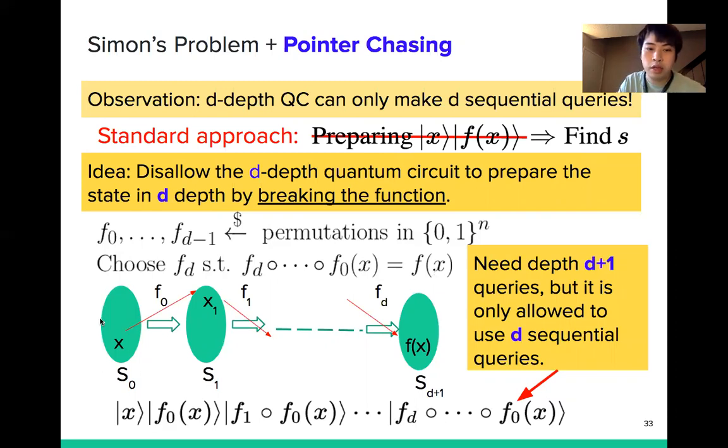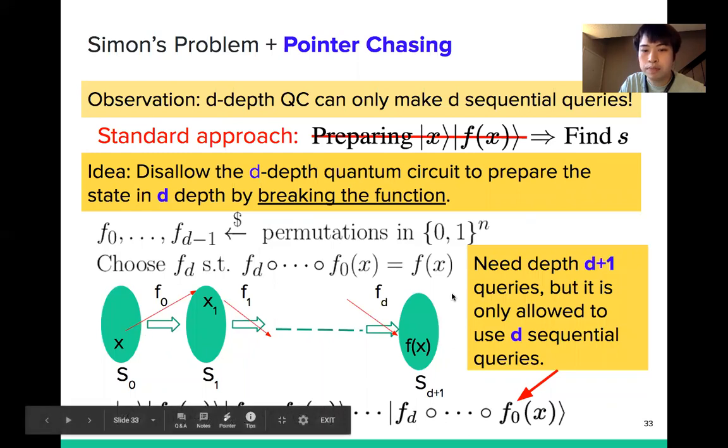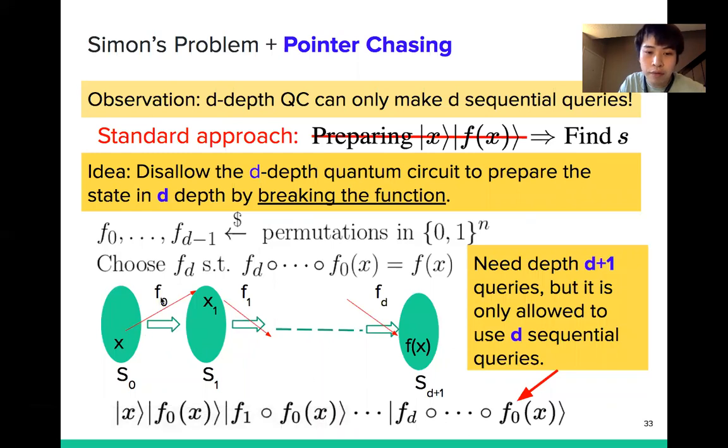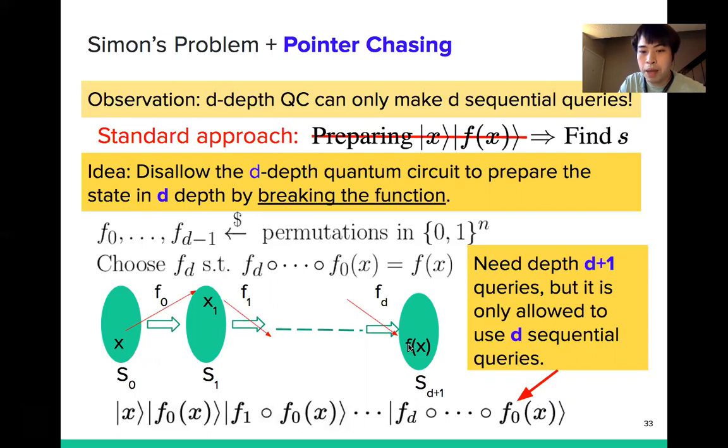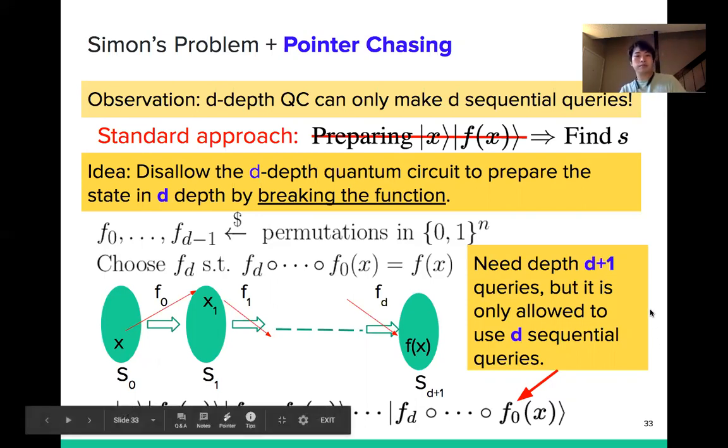We can visualize this construction as follows. You have f_0 to f_{d-1} as random permutations, and then you use some function f_d to map everything back to f(x).